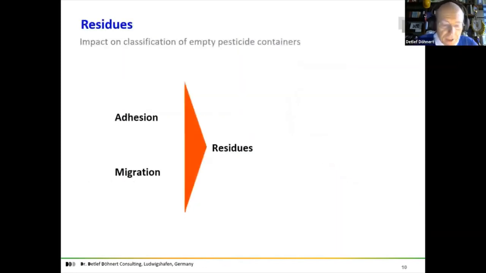If we look into the issue of residues, there are two sources of residues. One is the adhesion and the other one is migration. Adhesion is everything that sticks to the container walls, inside, outside. That can be removed by proper rinsing. Migration is something that gets into the container walls. It's like the resin in the cake. And that cannot be easily removed. However, that is normally a very, very tiny fraction. But both of that adds to the residues.